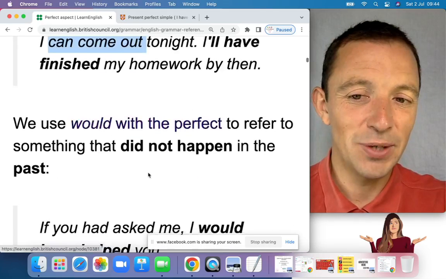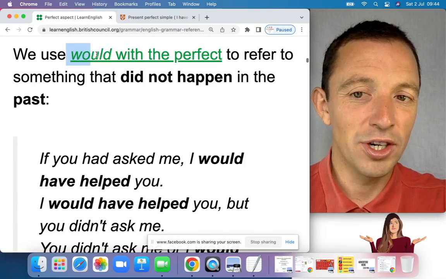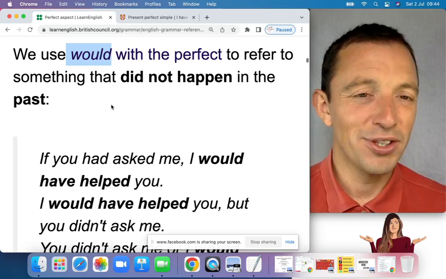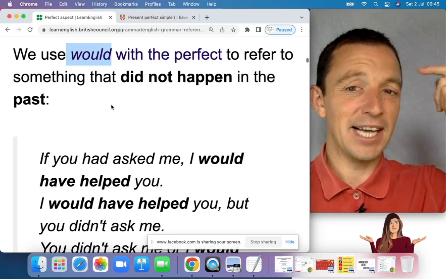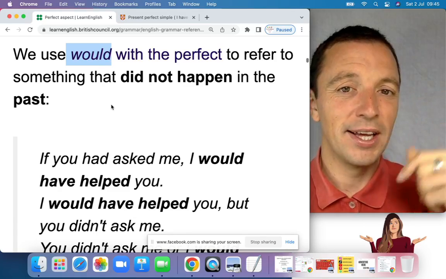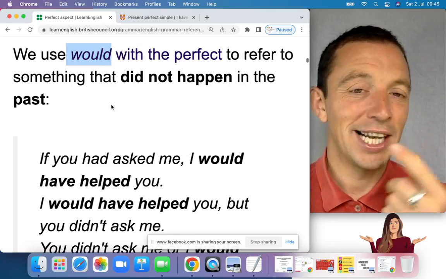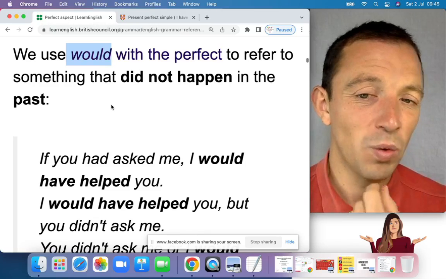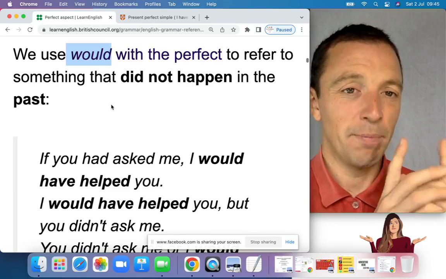And let's continue next with the word would plus the perfect. So the previous example is the modal will, might, may, could. Now specifically we look at the word would with the perfect.